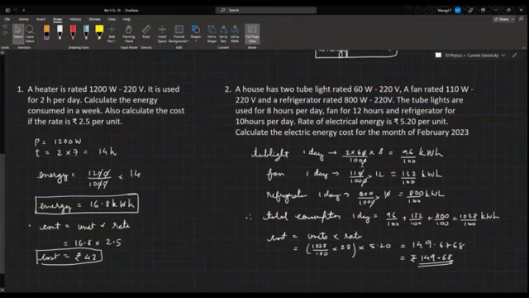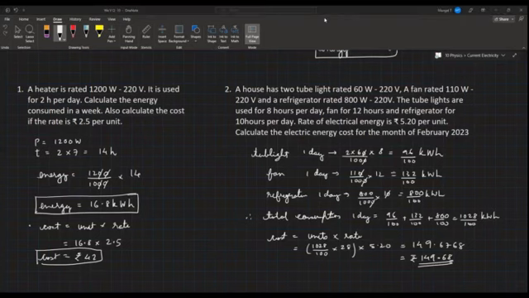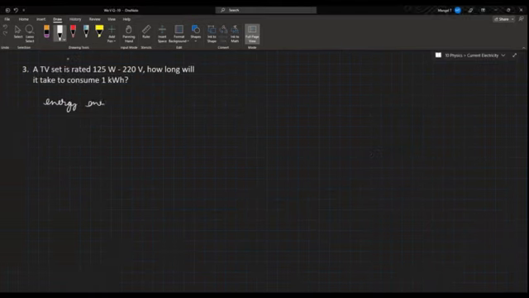Okay, any questions, anyone? So why do you divide it by 1000? To make it kilowatt hour. So when we divide it by 1000, you get kilowatt and you multiply it by hours. Electrical energy is equal to power into time.